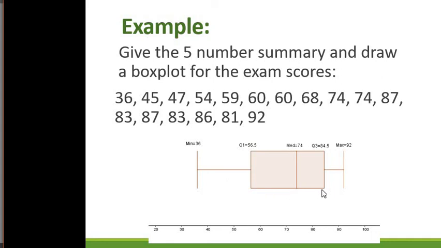And then we draw this central box around the middle half from Q1 to Q3, which will have the median somewhere inside. And then on the ends, we draw what we call whiskers. Sometimes this is called a box and whisker plot. So you just extend from the box out to the max and the min. So that's what a box plot looks like.